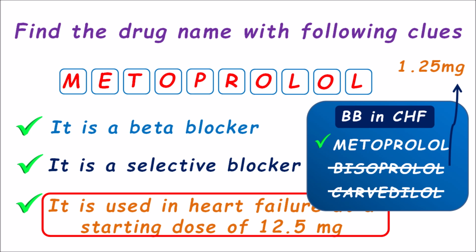Metoprolol is started at a low dose of 12.5 mg such that the dose is slowly increased up to 200 mg. On the other hand, bisoprolol is started at a low dose of 1.25 mg and the dose is slowly escalated such that it is in between 5 to 10 mg. Now let us go with another puzzle.